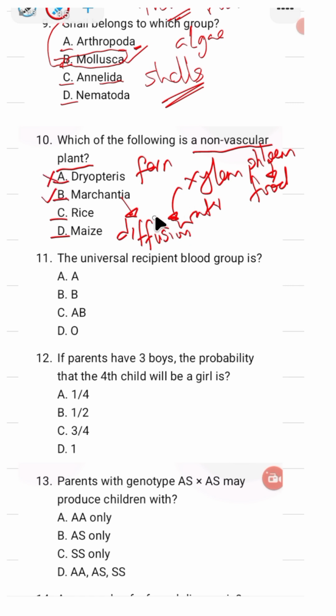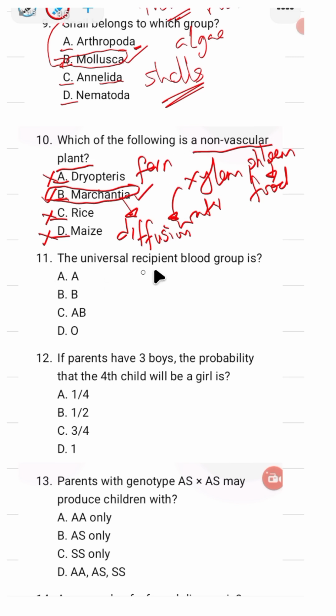Let's look at rice now. Rice is a monocot. A monocot is a vascular plant with specialized tissues for water and nutrients. So rice is vascular, and this is not the answer. If rice is vascular, same thing with maize. So no need to even bother yourself about maize. Maize is a vascular plant because it contains xylem and phloem to carry out transport. So the correct answer to that question is Marchantia. Marchantia is a bryophyte and they are generally non-vascular.